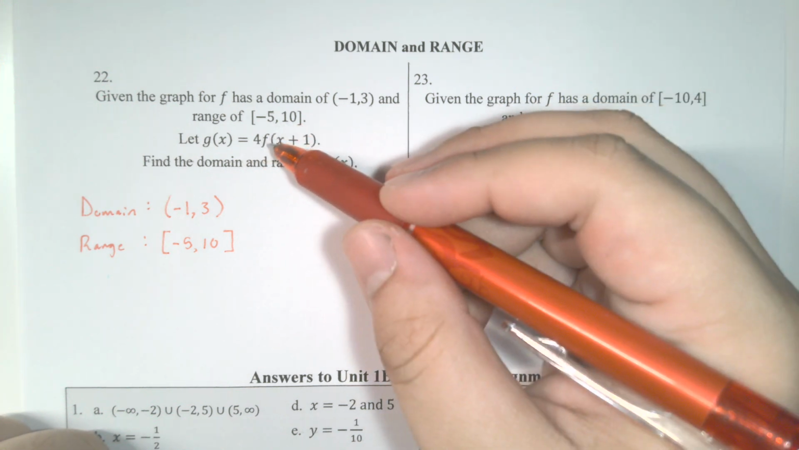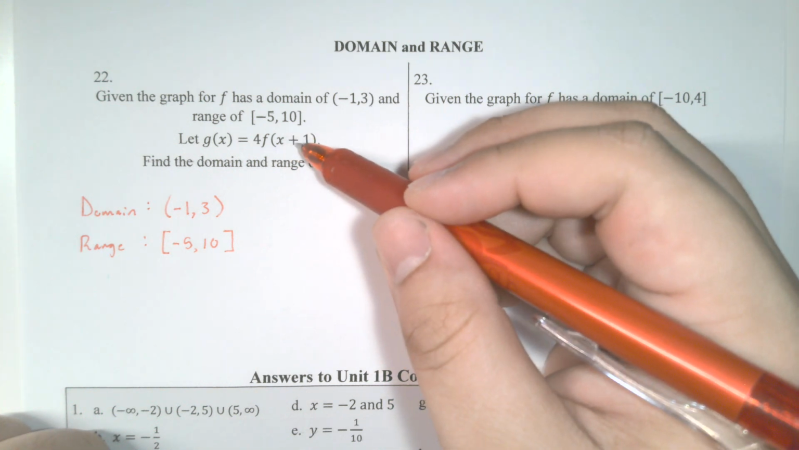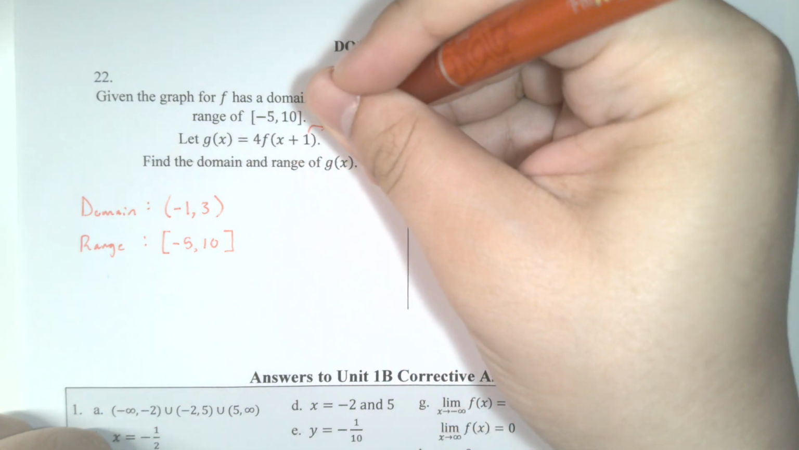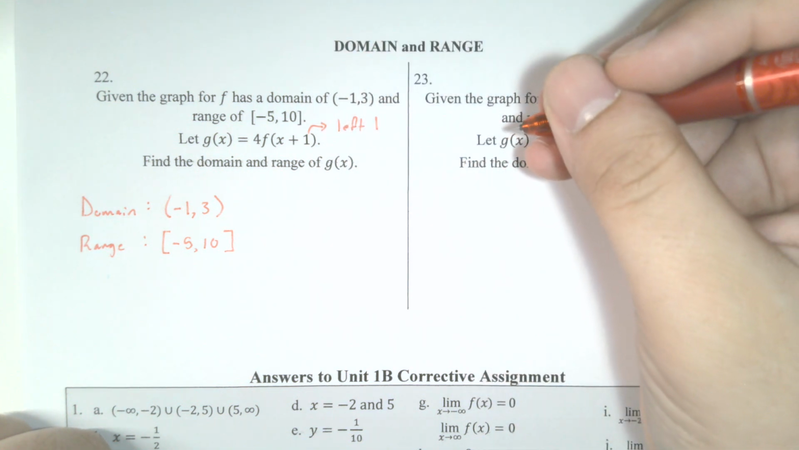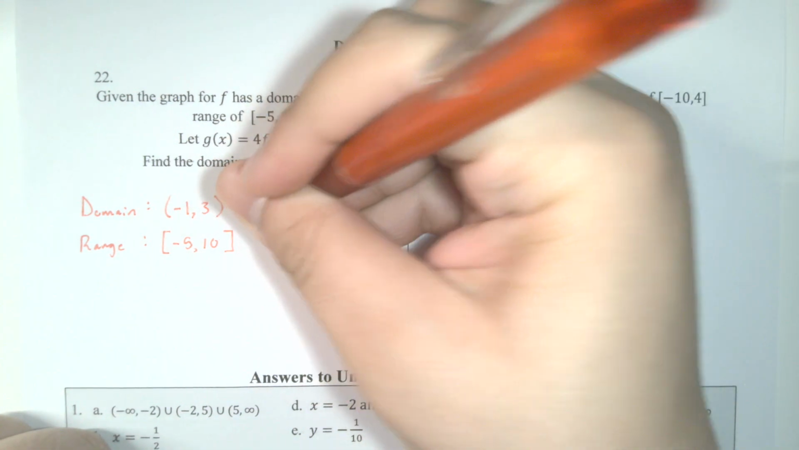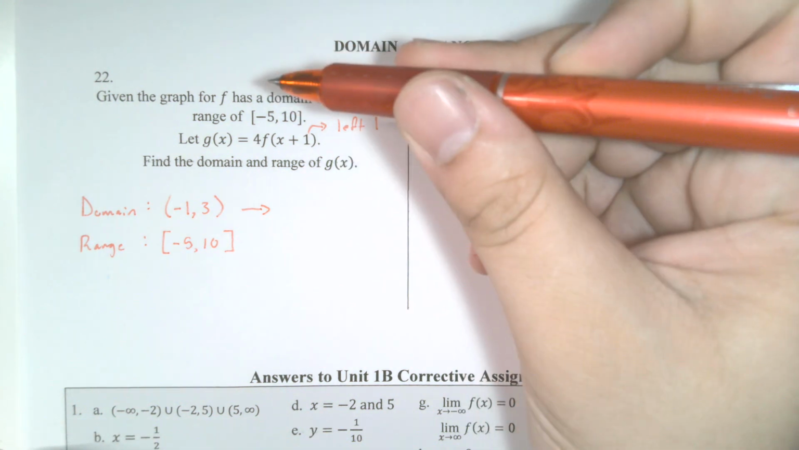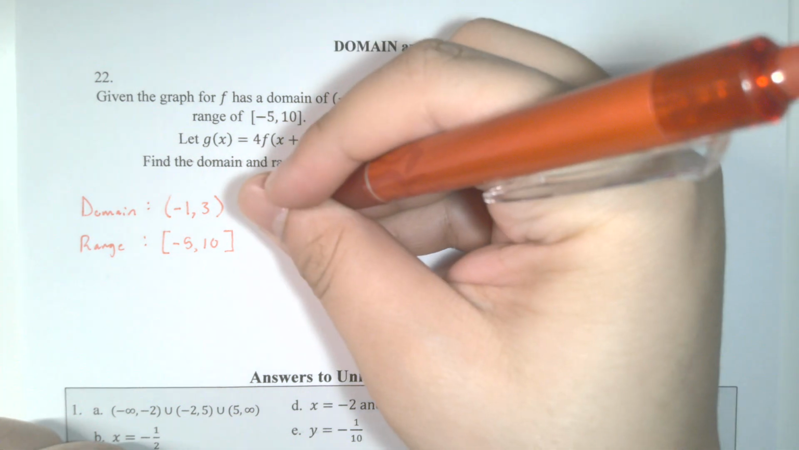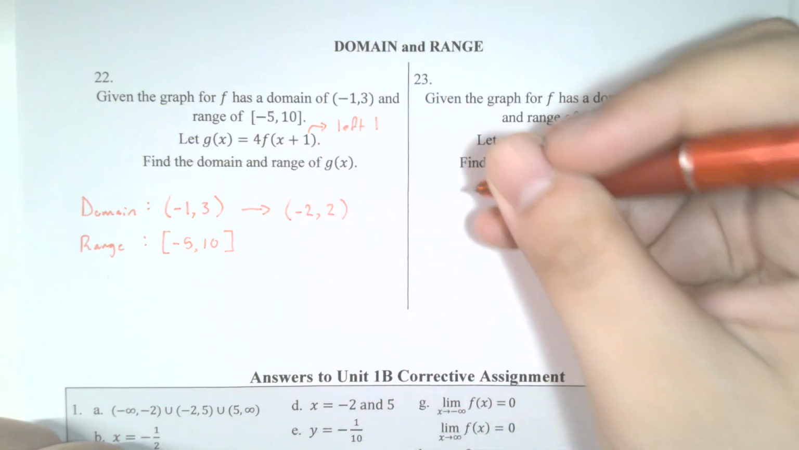So starting with our domain, this plus 1, what does that mean? Plus 1 means that we are moving left 1. So that's going to affect our domain. So that means that our new domain, if we're moving to the left 1, we're going to have to subtract 1 from all of our domain values. And so that's going to give us -2, 2.